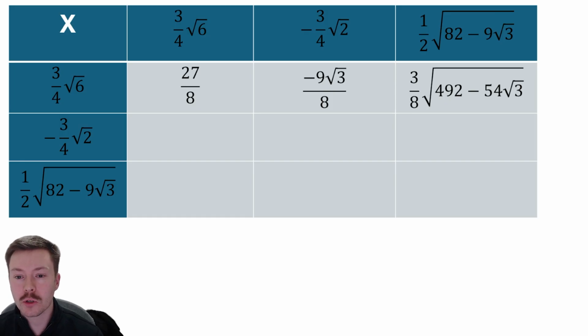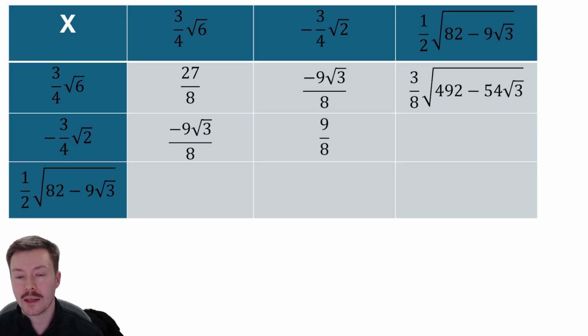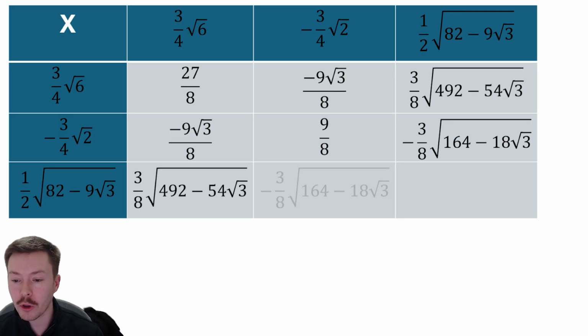Next, minus 3/4 root 2 times 3/4 root 6 is again minus 9 root 3 over 8. And then minus 3/4 root 2 squared is 9 over 8. And minus 3/4 root 2 times this pretty awful surd is minus 3/8 root (164 minus 18 root 3). And then we've got this horrible surd times everything again, and we've already seen two of these, so I'll just put those back up there. We've seen them in the right-hand column.